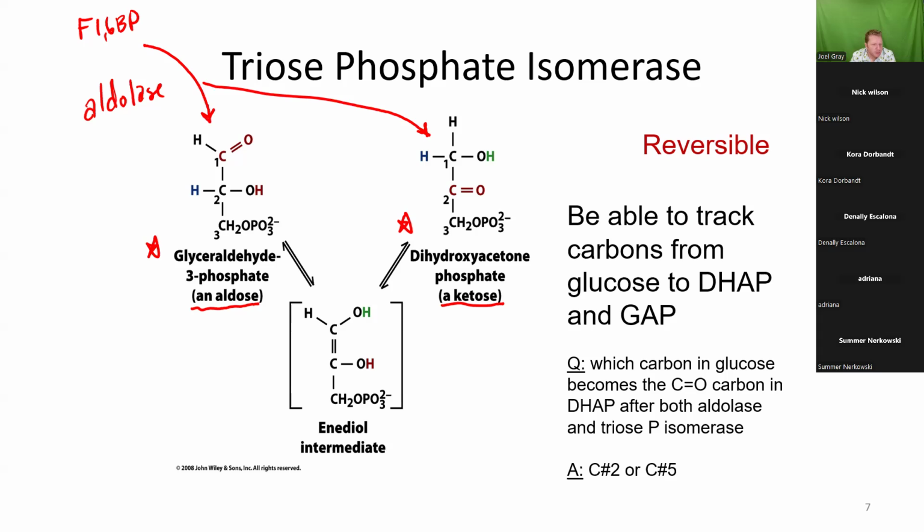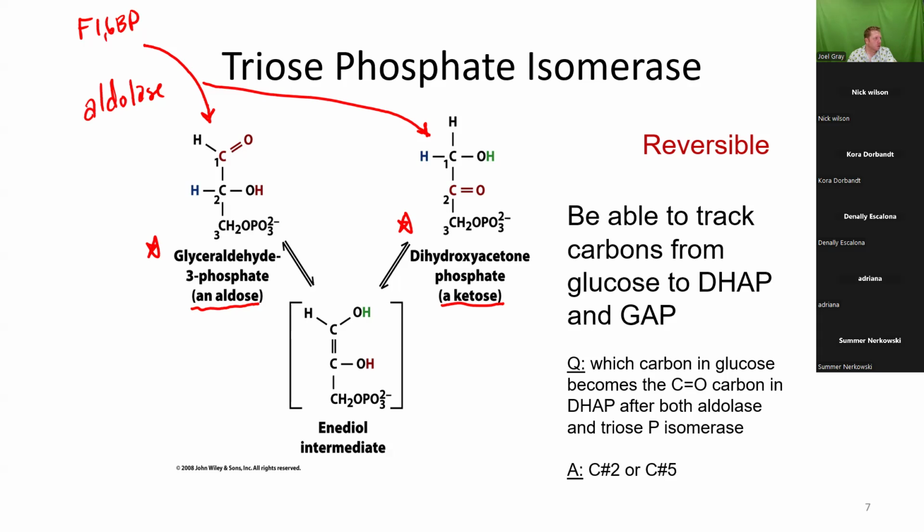But when you think about this metabolic pathway known as glycolysis, we end with one product. We end with pyruvate. So what we need to do is take these two different products, this ketose and this aldose, and generate only one product from this. And so then essentially the question is, how do we proceed through glycolysis?